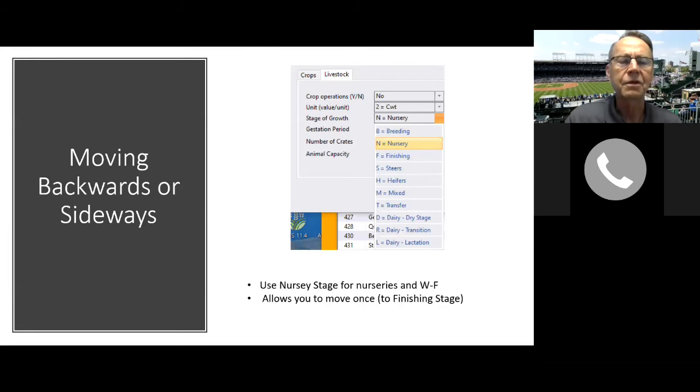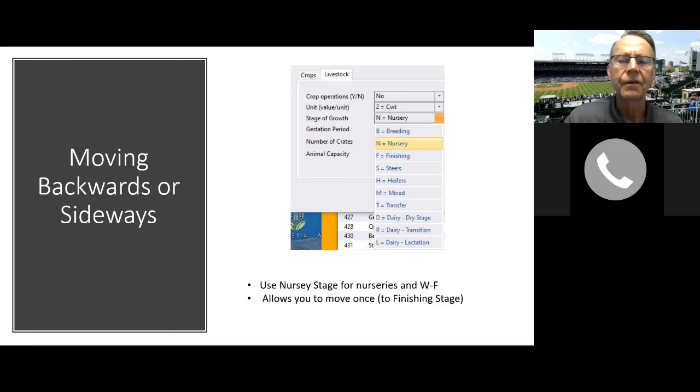Okay, so moving backwards or sideways. That's a concept where you have to understand the logic and how it's set up. Within each center, livestock production center, you can assign the stage of growth: breeding, nursery, finishing, and then we have different categories, subcategories: steers, heifers, mixed, transfer, and dairy, different dairy stages. Concentrating on breeding, nursery, finishing, we have to always move in the direction of breeding, nursery to finishing, never from finishing or nursery to breeding.